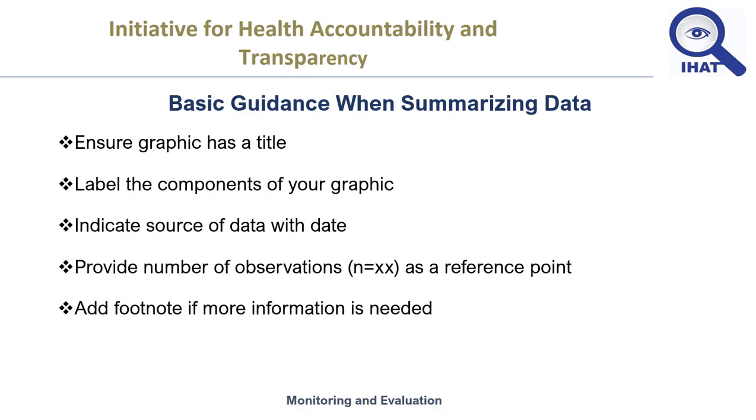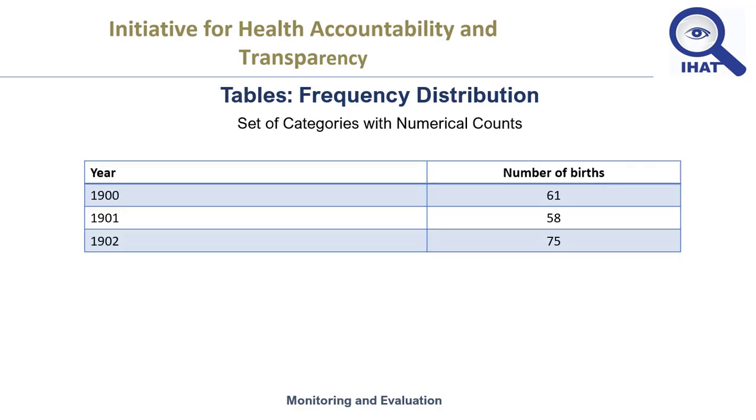The basic guidance for summarizing data is that you must ensure graphs have a title, label the components of the graph, indicate the data source with date as much as possible, provide the number of observations, which is n equals x, as a reference point, and where necessary add a footnote for more information. These are examples of frequency tables, which clearly set out categories with numerical counts.